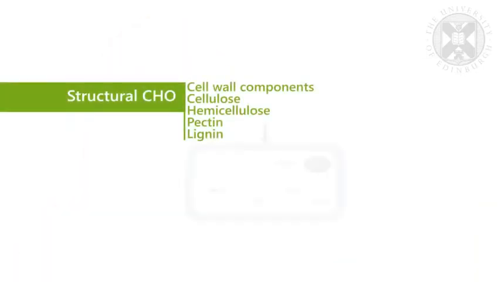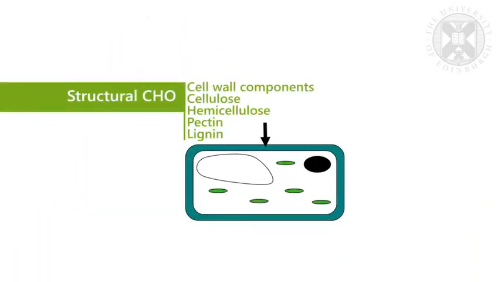I mentioned lignin as being a cell wall component, but not being a carbohydrate. So that's important to remember. Lignin is a non-carbohydrate component of the cell wall. However, it is very closely associated with the carbohydrates that are present in the cell wall, the cellulose, the hemicellulose and the pectin. The very important thing to remember about lignin is that it is negatively correlated to digestibility.